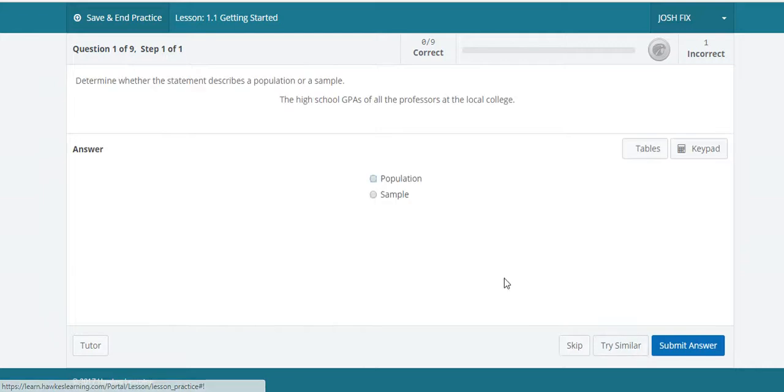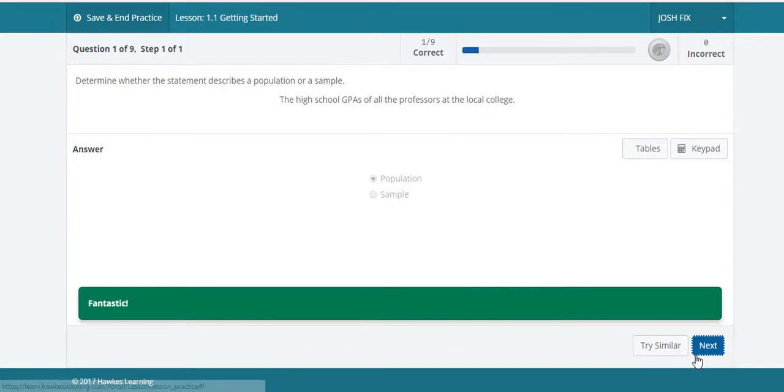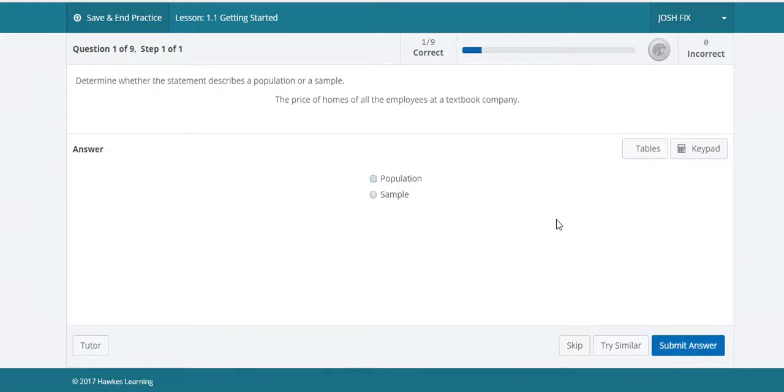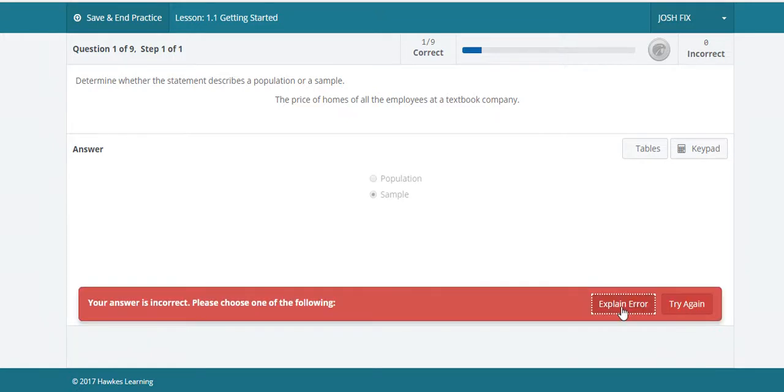And that's the beauty of the software: now you have another question that you can do again. I'll say it's population, and see if I got it right. Okay, I got it right. Well, I'm going to try another one because I guessed that time. So I try similar, and it gives me another one. Oh, okay, well, I'm going to say it's sample this time. I submit, and, oh, okay, well, they'll explain it to me.